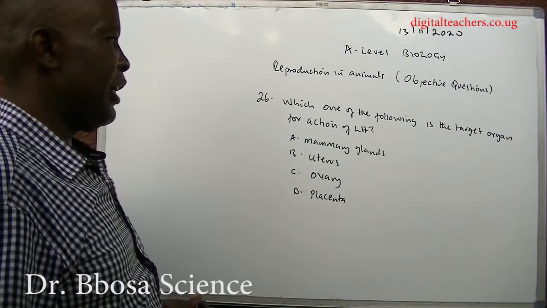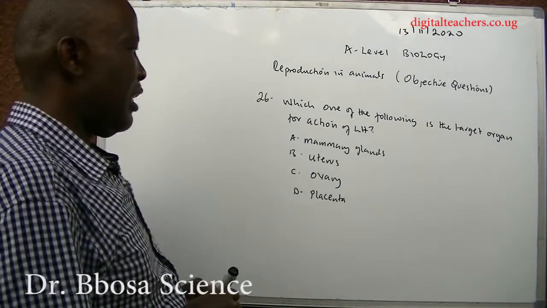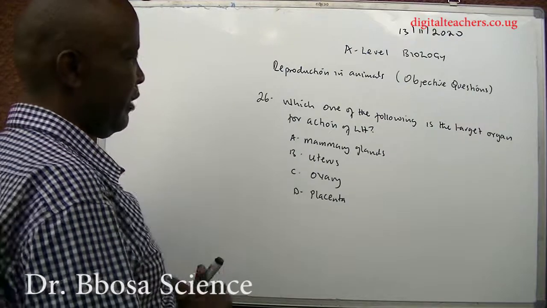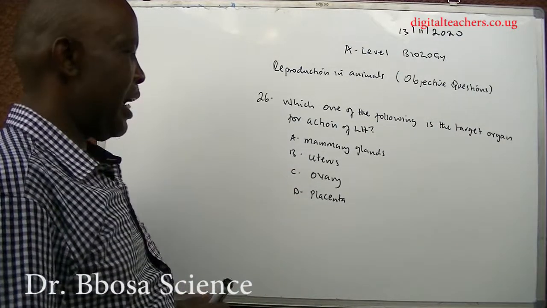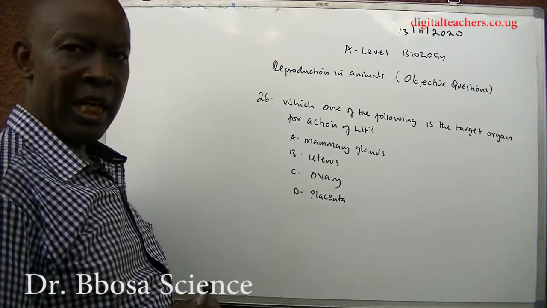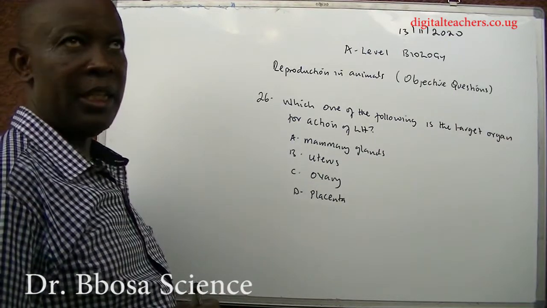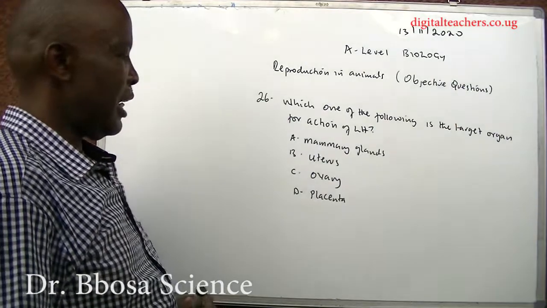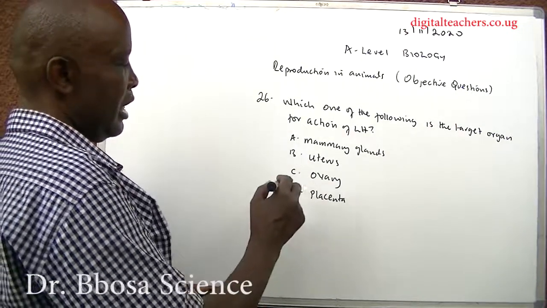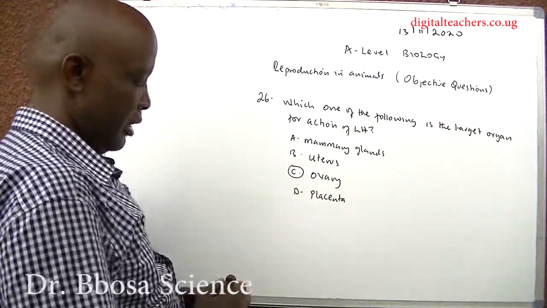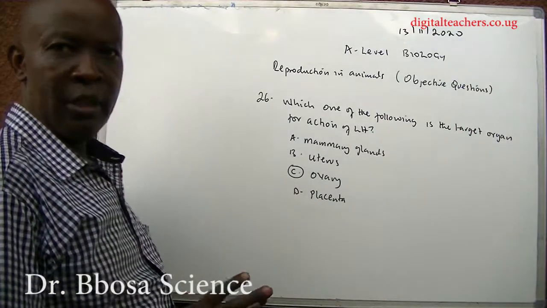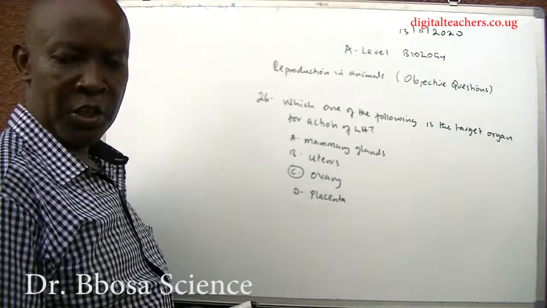Number 26. Which one of the following is the target organ for the action of LH? A. Mammary gland. B. Uterus. C. Ovary. D. Placenta. You can pause and answer. The answer is C. Ovary, to cause ovulation.